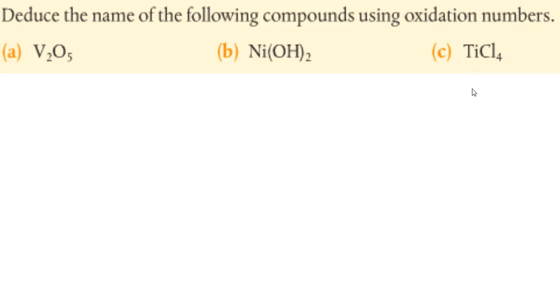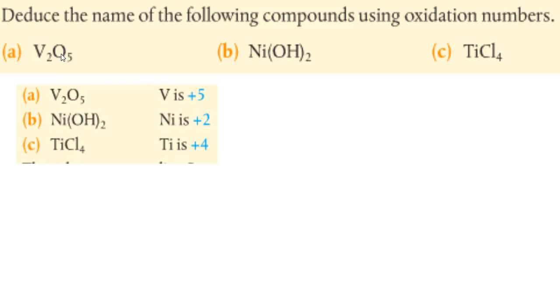So let's deduce the name of the following compounds using oxidation numbers. V2O5, vanadium oxide. So oxygen is going to give us -2, 5 of them is -10, so each vanadium has to be +5. Ni(OH)2, so the OH, this is -2 and this is +1, so the OH together is a -1, and there are 2 of them, so that's -2, so Ni has to be +2. Each Cl is -1, so titanium has to be +4.